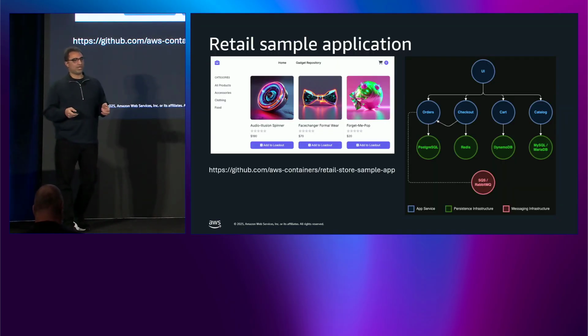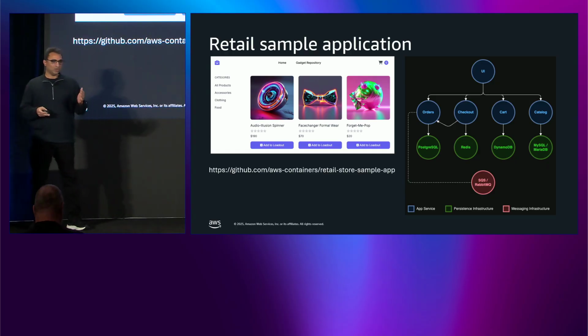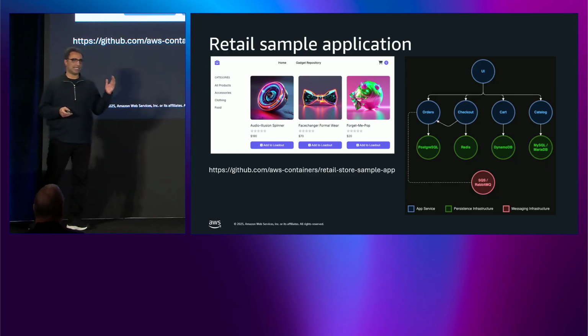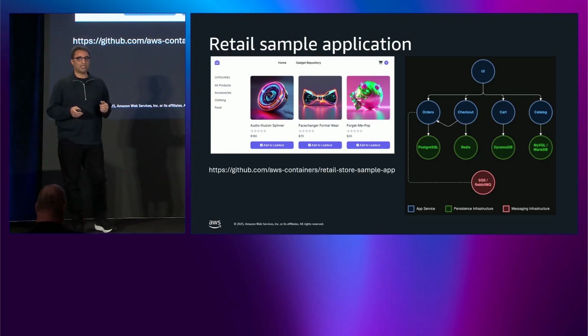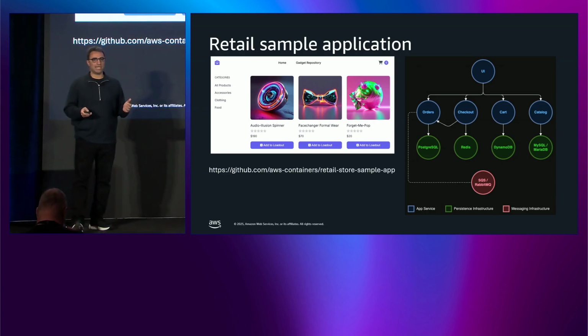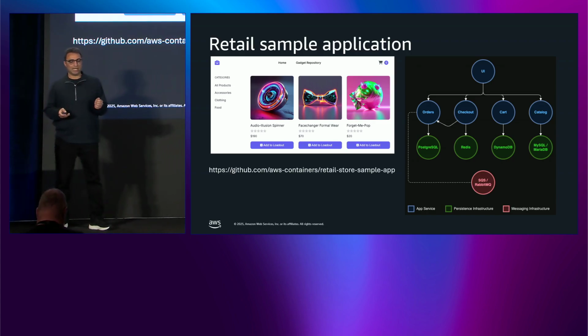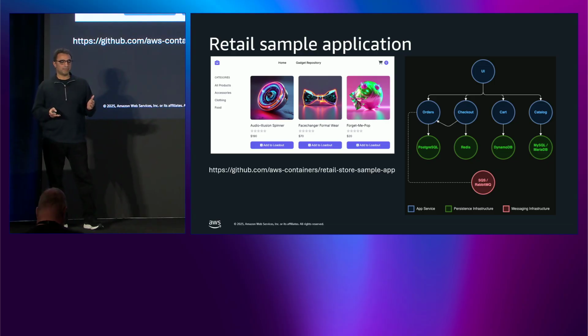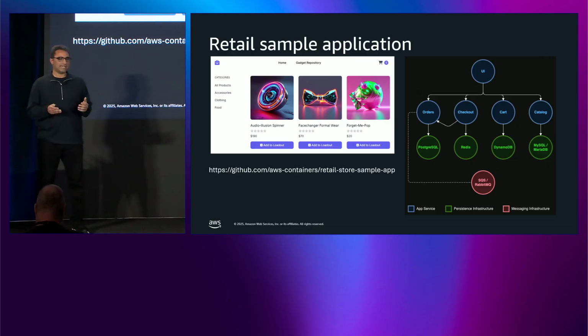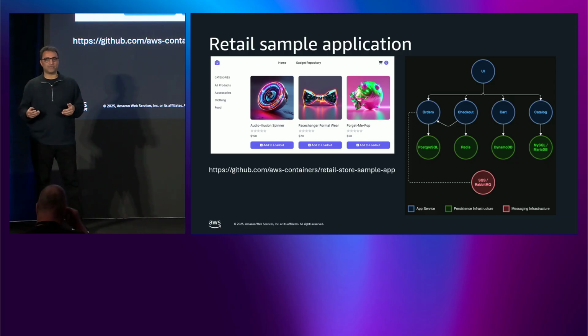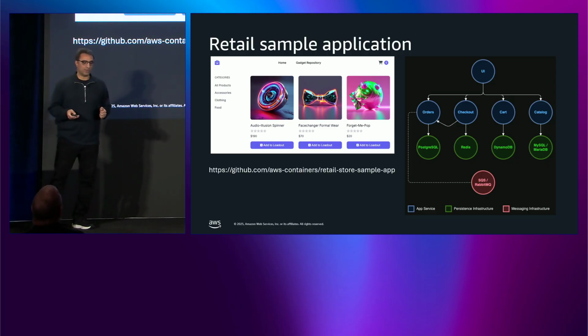Let's see how this works in action. I'm going to use this application, a sample retail application. It consists of 5 services, all running on ECS: the UI service, and 4 back-end services, the order, the checkout, the cart, and the catalog. All of these are ECS services, and they are backed by managed services for databases and for managed queues as well.